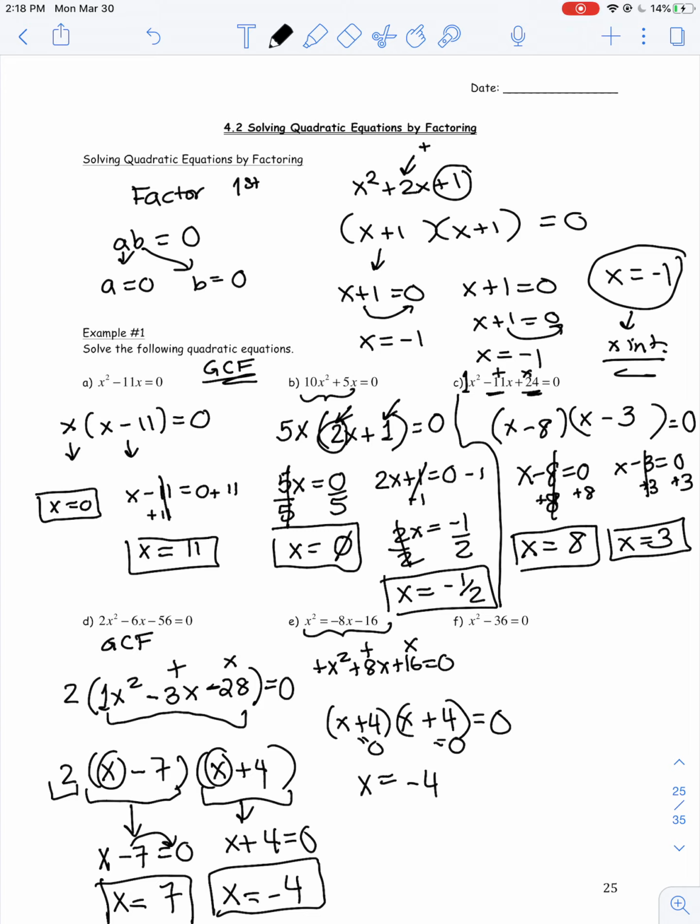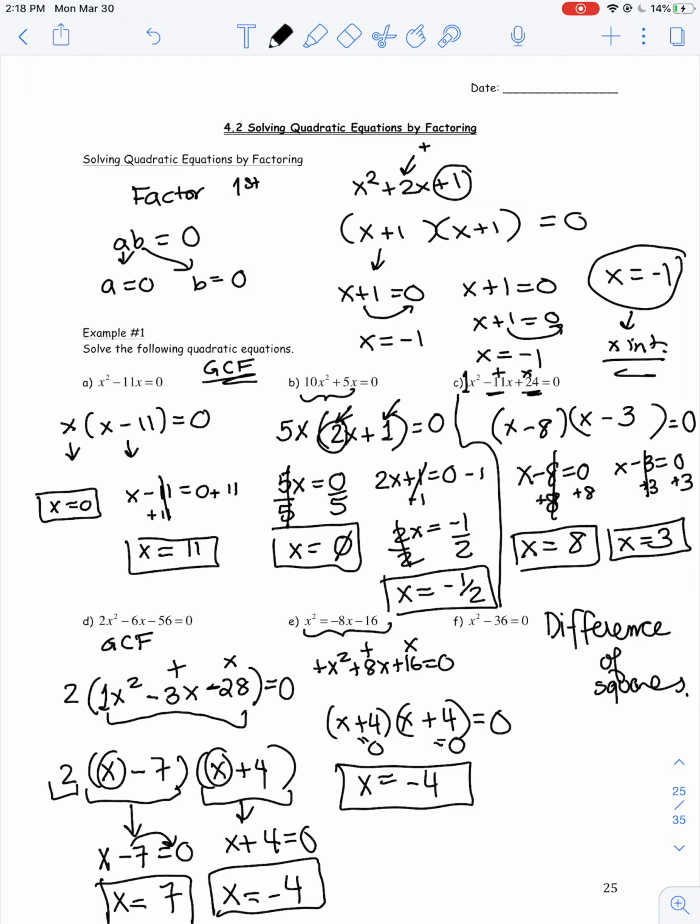So I would get that x equals negative 4, because if you take this one and make it equal to 0 and this one and make it equal to 0, they both give you the same answers by bringing positive 4 to the other side. So there's only one solution. That means the vertex touches the x-axis at negative 4.